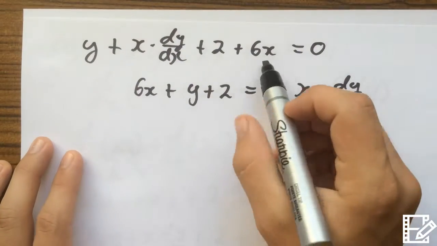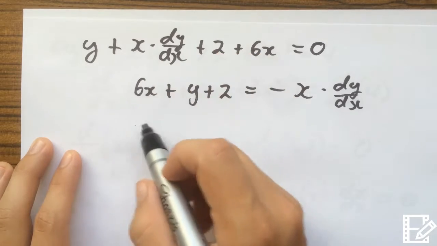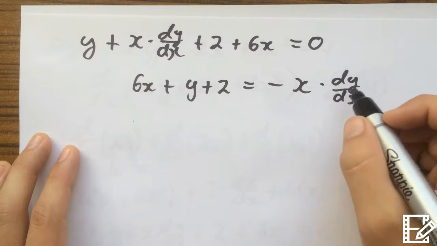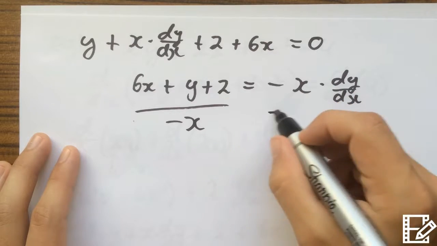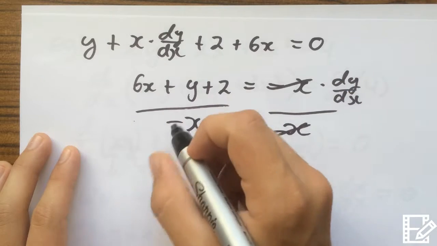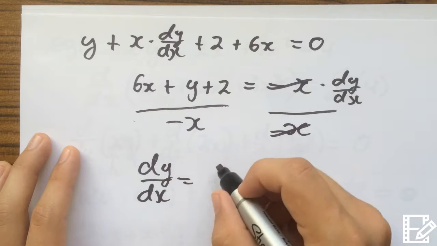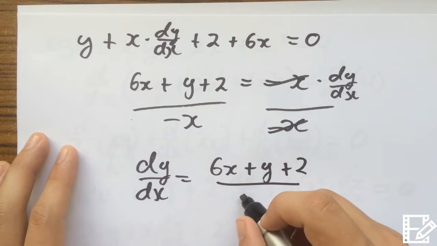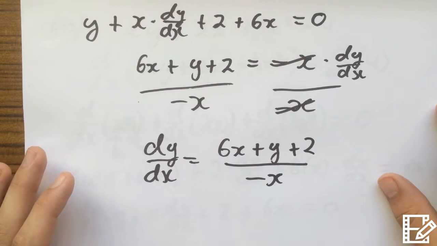Okay, all I did was rearrange these to make them look neater, and I subtracted x multiplied by dy/dx from either side. Now I'm going to isolate this. This is multiplied onto negative x, so I need to divide both sides by negative x, which will cancel out this one, leaving dy/dx on its own, and this will be my answer. So dy with respect to x, or the derivative, equals 6x plus y plus 2 all over negative x. And that is your answer using implicit differentiation.